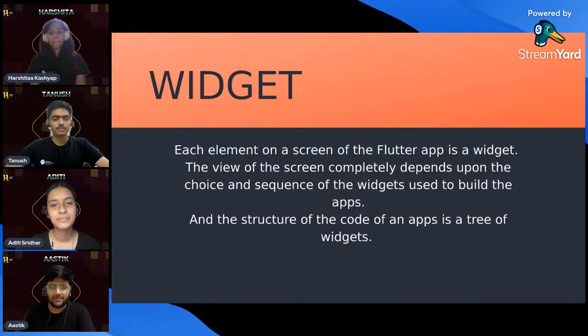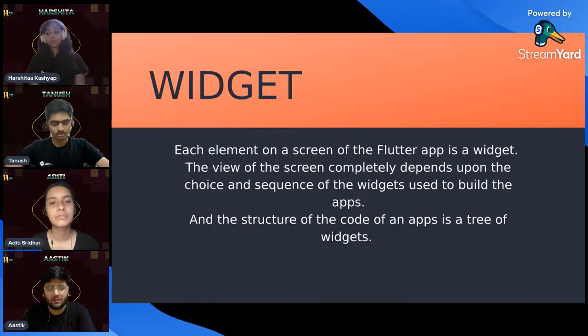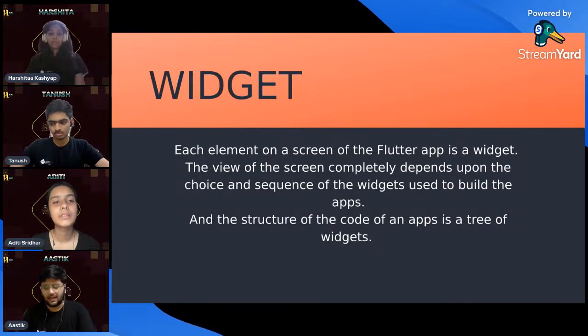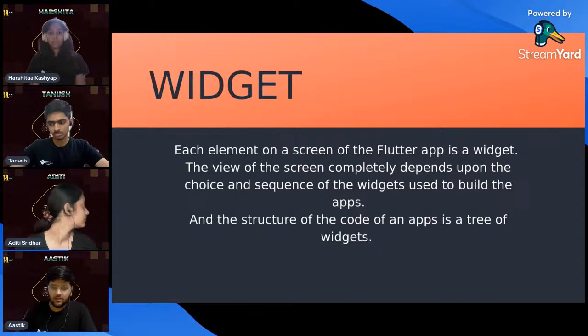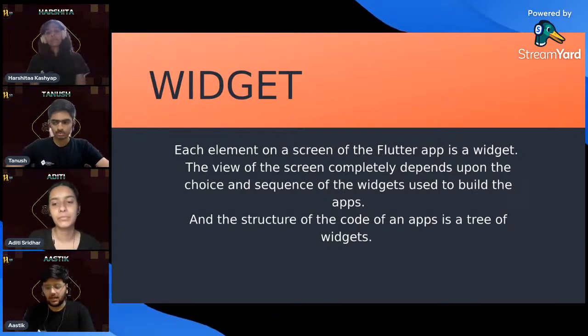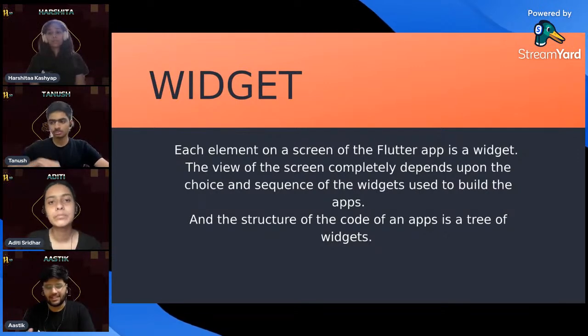So let's get started. The basic thing in Flutter which we build upon is the widget. Everything in Flutter is regarded as a widget. Each element on the screen is a widget. The view of the screen depends on the layering of the widgets and their particular attributes. The code structure is essentially a tree of widgets where one widget is inside another. It's like a Russian nesting doll, if you will.